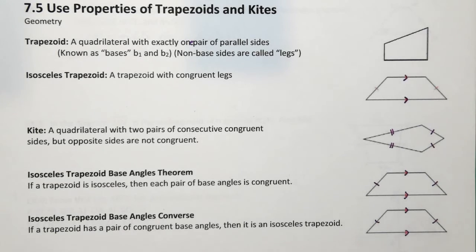Hello everybody, it's Mr. Slamka, and I wanted to talk to you about section 7.5 today, which is using properties of trapezoids and kites. Trapezoids and kites are going to be our last two quadrilaterals.